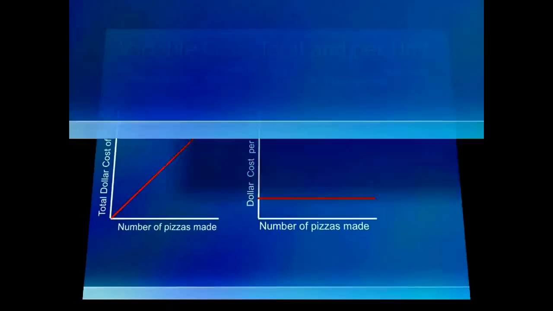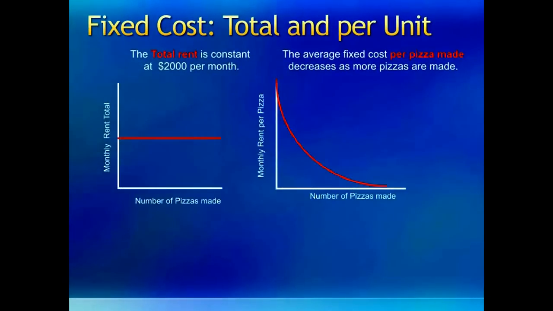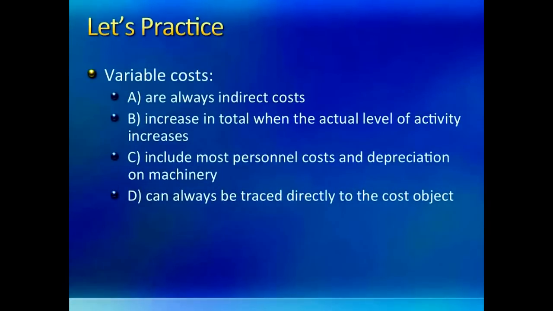Look at fixed costs too. My total monthly rent for pizza store is $2,000 a month, whether I make 0 pizzas or 10 pizzas or 100 pizzas. However, the more pizzas I make, the more I spread my $2,000 cost. So, if I make 100 pizzas, my per pizza rent would be 2,000 divided by 100, that would be $20 a pizza. If I make 1,000 pizzas a month, my unit cost will only be 2,000 divided by 1,000 pizzas, that would be only $2. Let's check if you are with me so far.